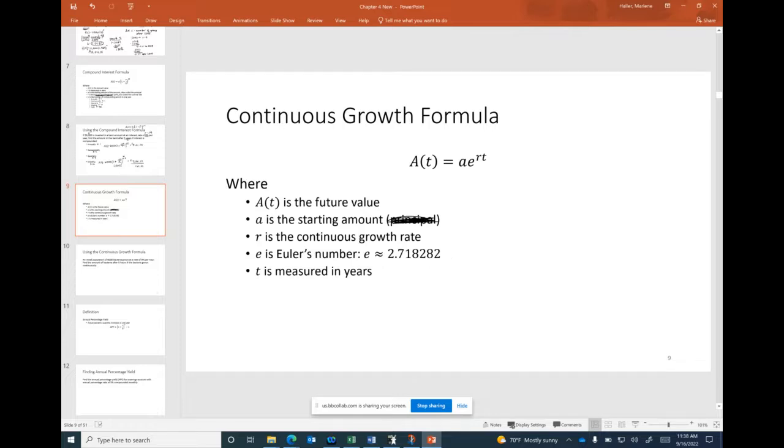R is your annual growth rate. And then T would be the number of time units, measured in years or in some other unit. It might be in months or days. It could be just about anything, whatever unit of time.